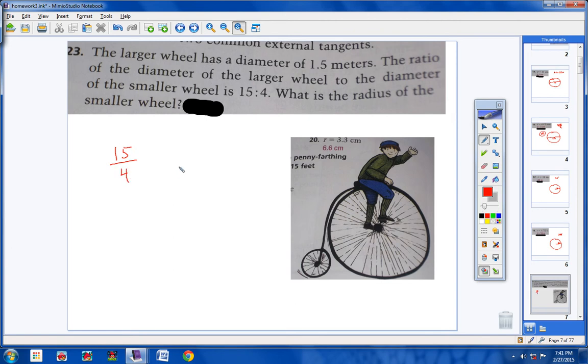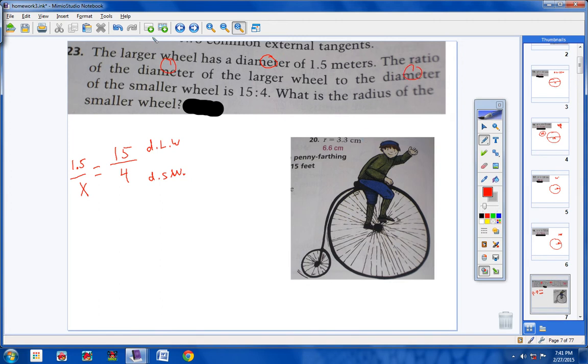So up here we have diameter of larger wheel. Down here is diameter of smaller wheel. That's pretty obvious. Now the larger wheel has a diameter of 1.5, so I'm going to put equals, and I'm going to put 1.5 right up top here for the larger wheel. The smaller wheel has a diameter of x. Now, I know we're looking for the radius, I understand that. But right now, everything so far has been in diameter, diameter, diameter.